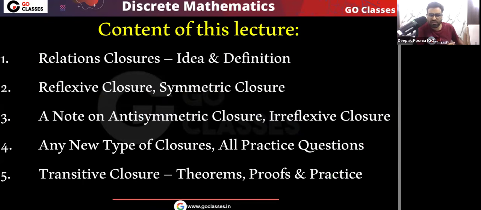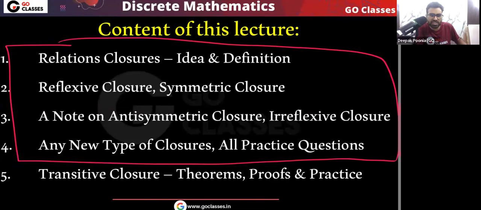And now notice one thing, what we have covered so far, without even looking at the formal definition. So far, we have covered relation closure idea and definition. We have seen reflexive closure, symmetric closure. We have seen a note about anti-symmetric closure. We have seen irreflexive closure. We have seen a new type of closure also. Some new properties we have taken, and we have seen all the practice questions. So these four that we wanted to cover in this lecture, we have already covered.